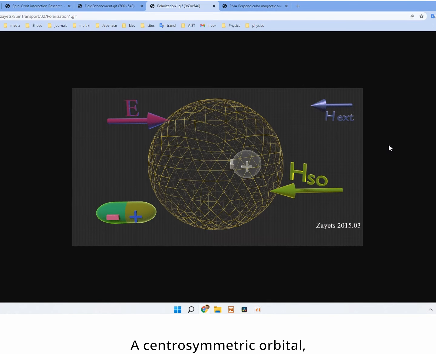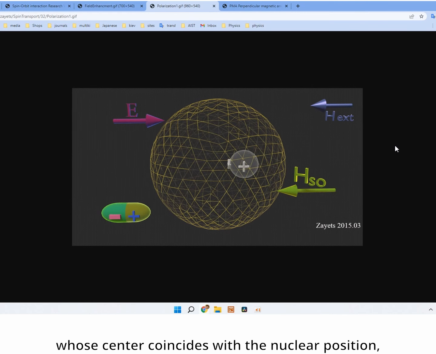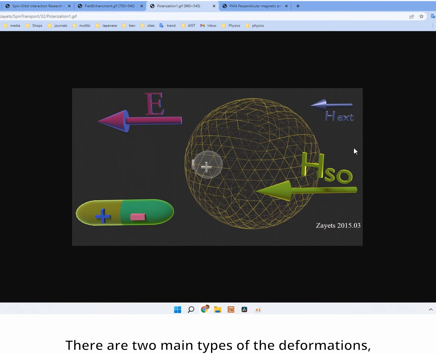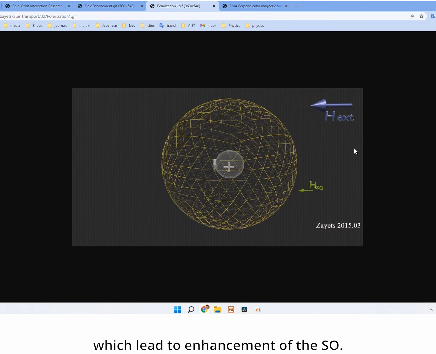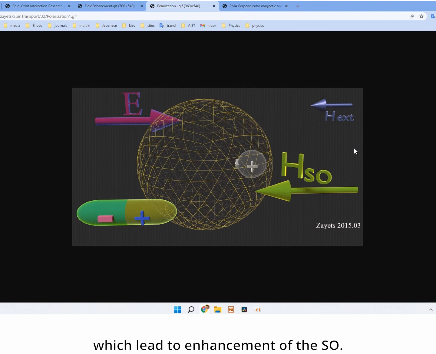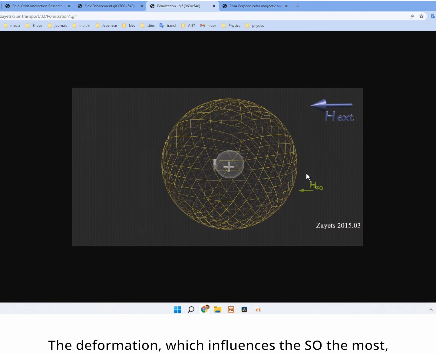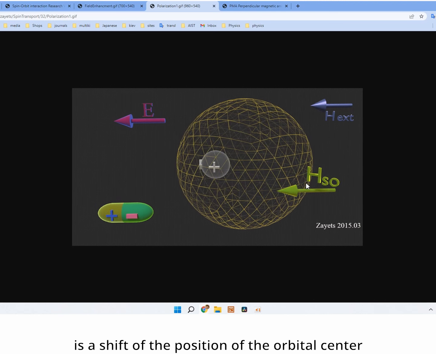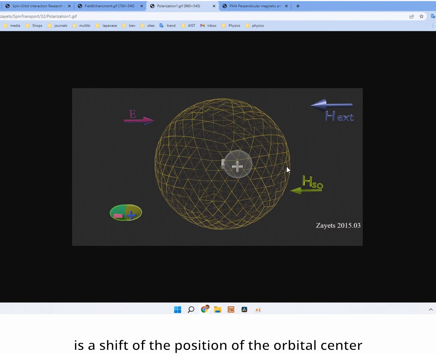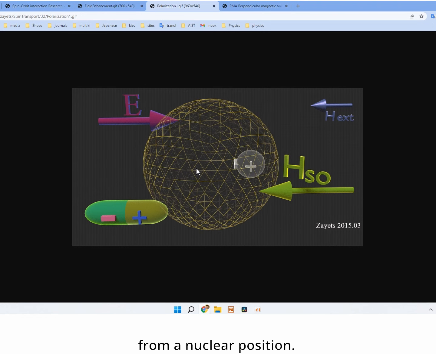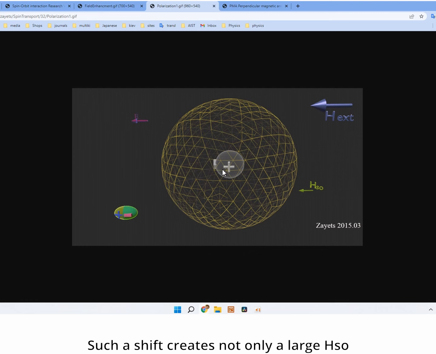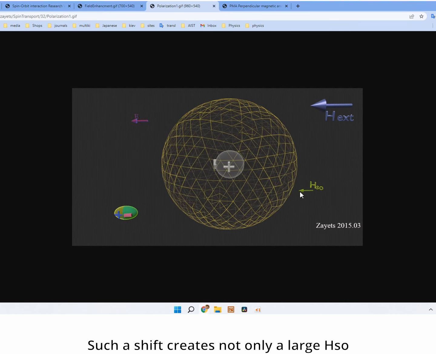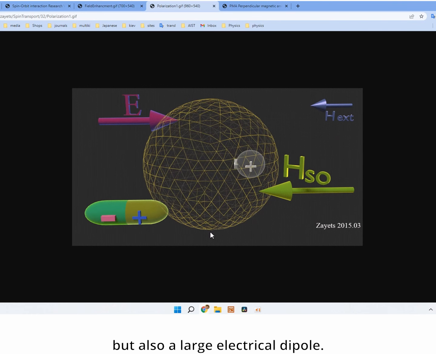A centrosymmetric orbital whose center coincides with the nuclear position has the weakest spin-orbit effect. There are two main types of deformation which lead to enhancement of the spin-orbit interaction. The deformation which influences the spin-orbit interaction the most is the shift of the position of the orbital center from the nuclear position. Such a shift creates not only a large magnetic field of spin-orbit interaction, but also a large electrical dipole.